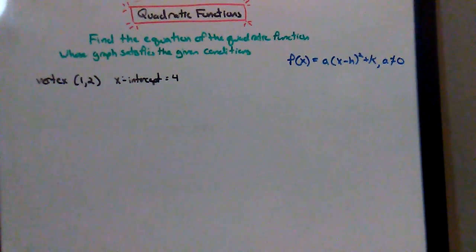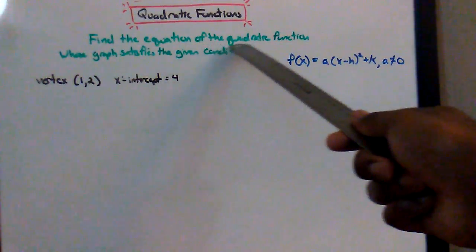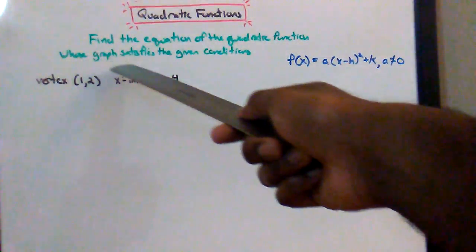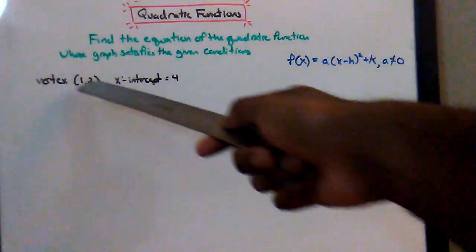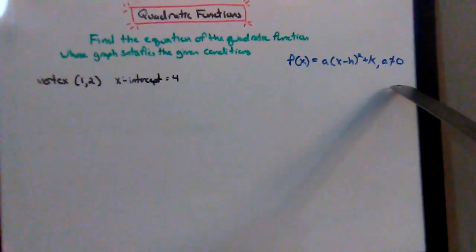Thank you for watching. And today we're going to be doing quadratic functions. That'll be the topic. So let's just get right into it. Read the instructions. Find the equation of the quadratic function whose graph satisfies the given conditions. So here's the conditions, and then here's the basic outline of the quadratic function.